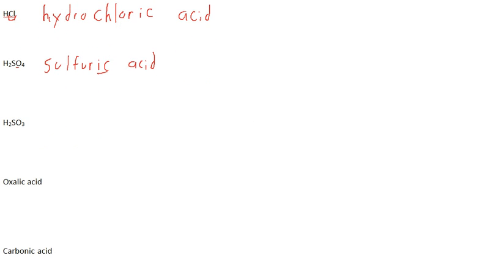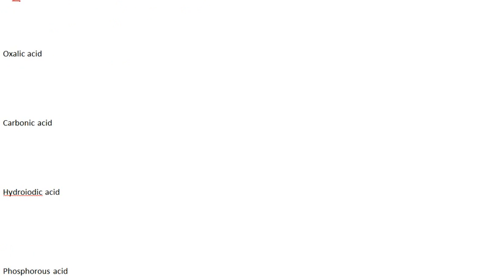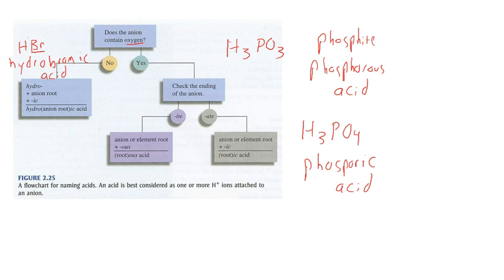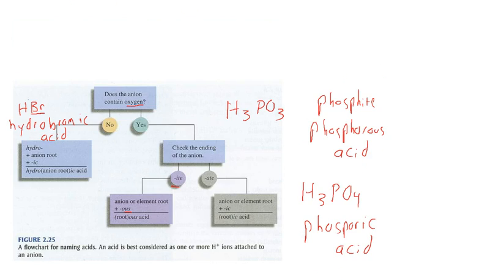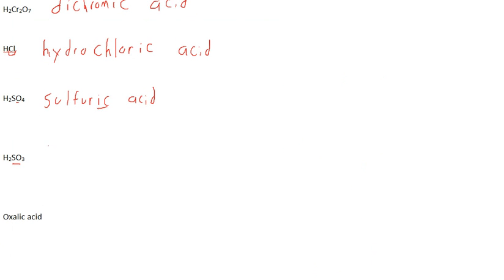This time we have H2SO3. All right, there is an oxygen, and SO3 is sulfite. So when we have ite, we change our ending to ous. So this time it's going to be sulfurous acid.